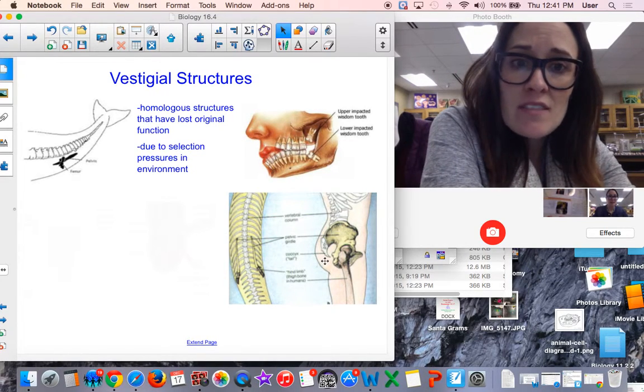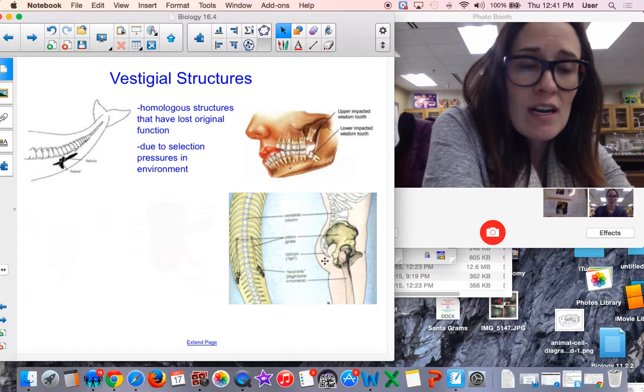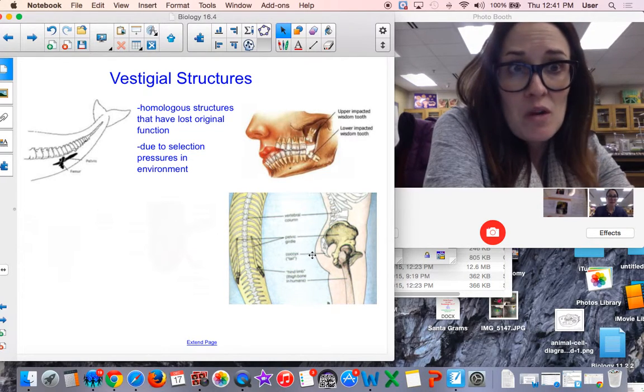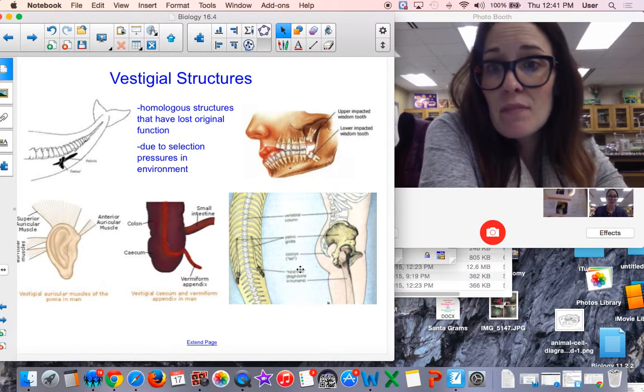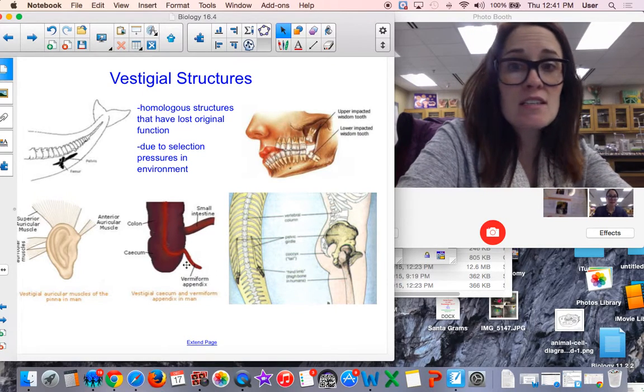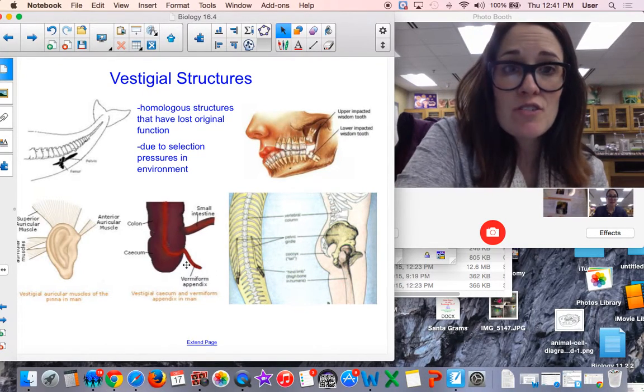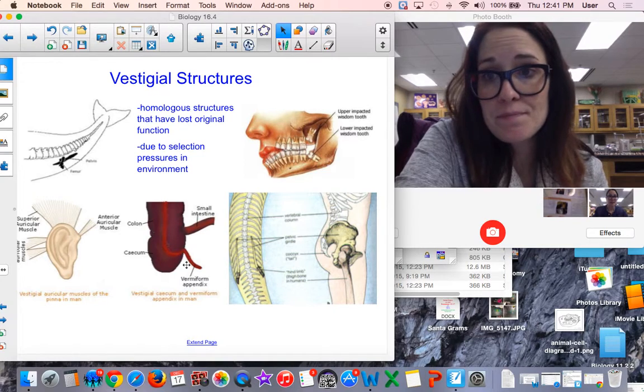The remnants of a tailbone in a human, or a coccyx. Was there a tail there? We don't need the tail. The appendix right here is thought to be a vestigial structure, with no really known use for it.